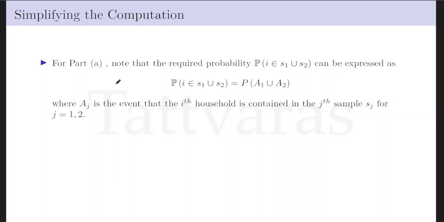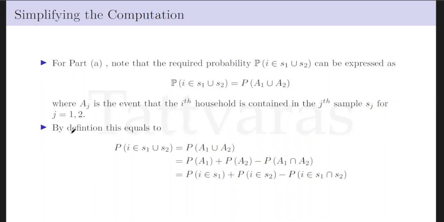Now the required probability, i belonging to S1 union S2, can be expressed as the union of two events A1 and A2, where A j is that the ith household is contained in the jth sample Sj. So the ith household contained in S1 is denoted as A1, and the ith household contained in S2 is denoted as A2. And by definition, the probability of the union of A1 and A2 is probability A1 plus probability A2 minus probability A1 intersection A2. So this is the form.